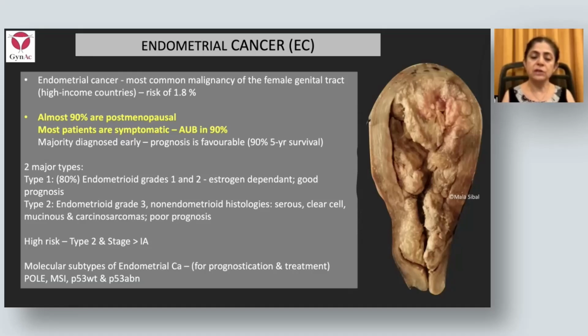Of late, molecular subtypes of endometrial cancer have been recognized to be very important for prognostication and treatment, and these are basically of four types. You have the POLE mutation, MSI, P53 wild type, and P53 abnormal type.